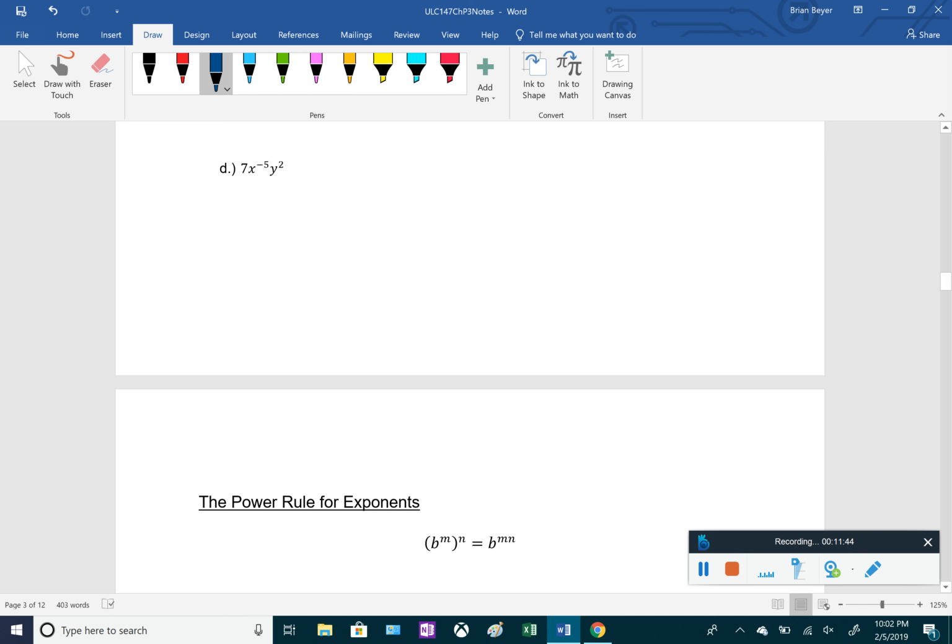Last one here, we have 7x to the negative 5, y squared. So we want to rewrite this with positive exponents. So the 7 is fine. The y squared is fine. Instead of x to the negative 5 in the numerator, we can have x to the positive 5 in the denominator.